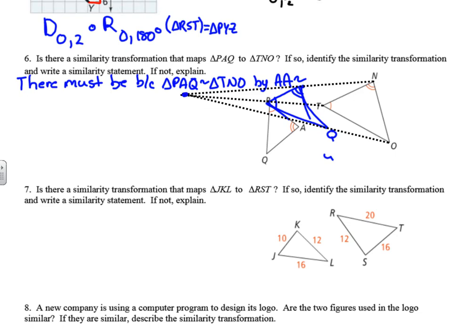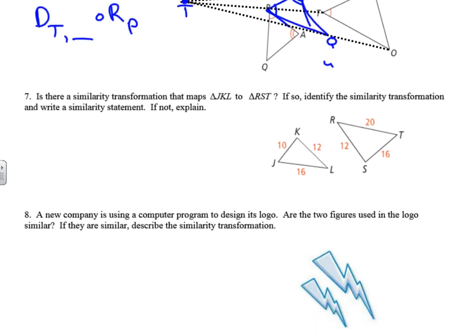Okay, so we would dilate it. We'd have some dilation centered at, let's call this point, I don't know, T or something, centered at point T of some number. We don't know what that number is, following a rotation about point P. And again, we don't know exactly what that degree of rotation is. But the idea is, yes, there is a similarity transformation that could be done. And it's a dilation and it's a rotation that would get us from one to the other.